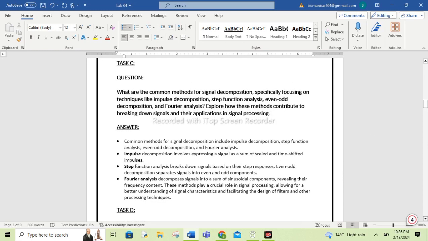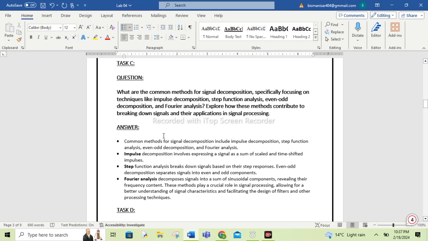Task C. What are the common methods for signal decomposition, especially focusing on techniques like impulse decomposition, step function analysis, even-odd decomposition, and Fourier analysis? Explore how these methods contribute to breaking down signals and their applications in signal processing.